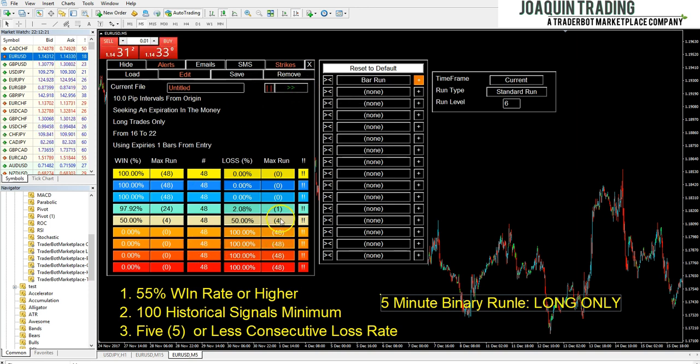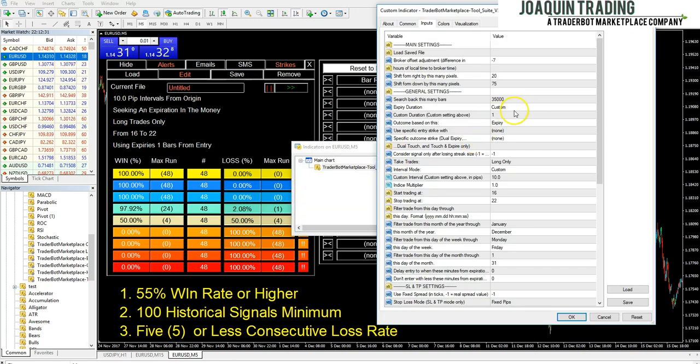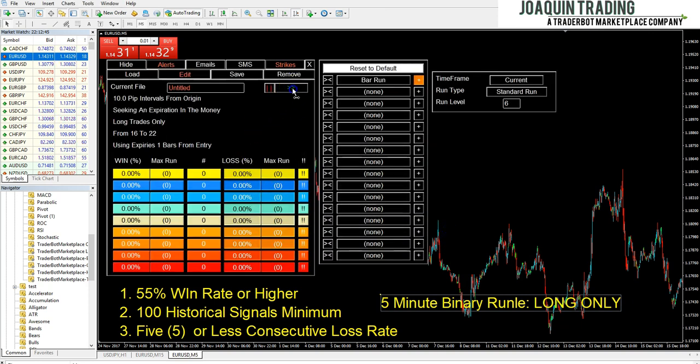Okay, so now we got this number down to 4, which is just phenomenal. However, this number went way down. So I'm going to try to open it back up. This is a problem with 5-minute binaries, by the way. They're very, very difficult to work with. I'll just open up all the bars. I'm just going to see what we can do here.